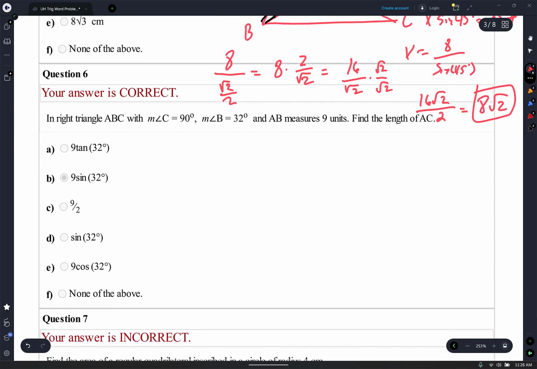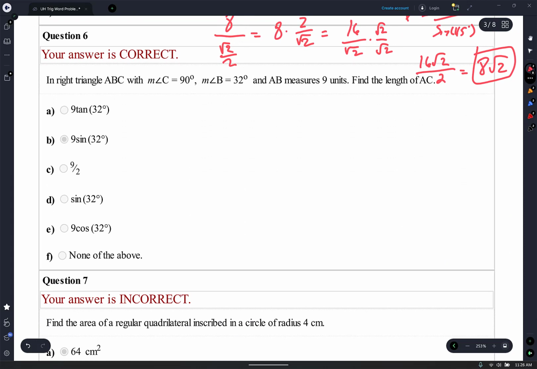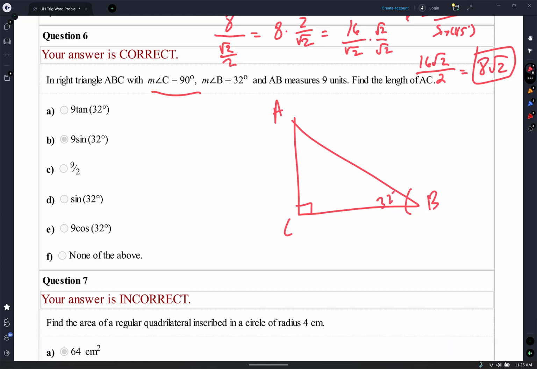So yeah. Okay. In a right triangle ABC, measure angle C is 90 degrees. So here we go. That's angle C because it told me 90 degrees there. Measure angle B. So it doesn't matter where you put the B. So I'm going to put the B right here. And AB measures 9 units. So AB is 9. Find the length of AC. So they want this distance.